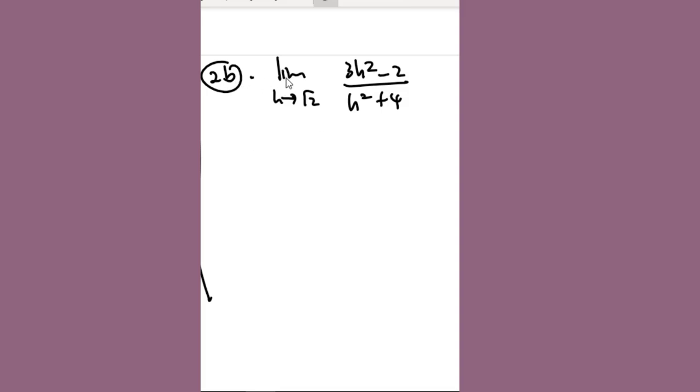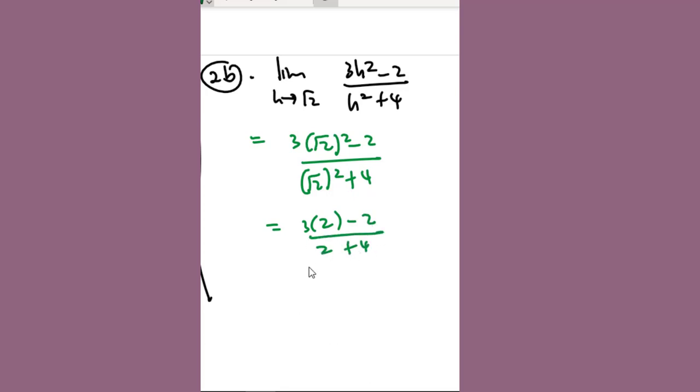For 2B, the limit of (3h squared minus 2) over (h squared plus 4) as h approaches 2. Substitute: 3 times 2 squared minus 2 over 2 squared plus 4. When you get the value, add: 2 plus 4 is 6, minus 2 is 4. So 4 over 6 is equal to 2 over 3. Done for B.